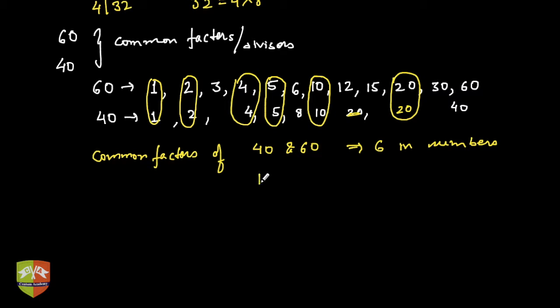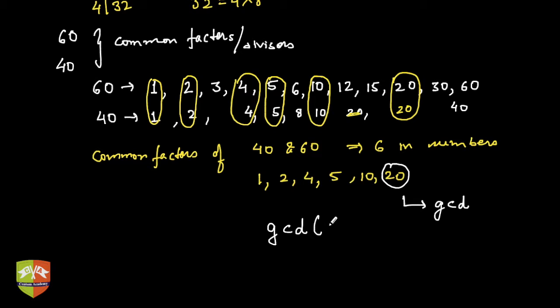Okay, so let's enumerate: 1, 2, 4, 5, 10, 20. So, out of these, which one is highest? You know, this is highest. So, hence, this becomes my GCD. And how do I express this in mathematical literature? We say GCD of 40, 60 is equal to 20.